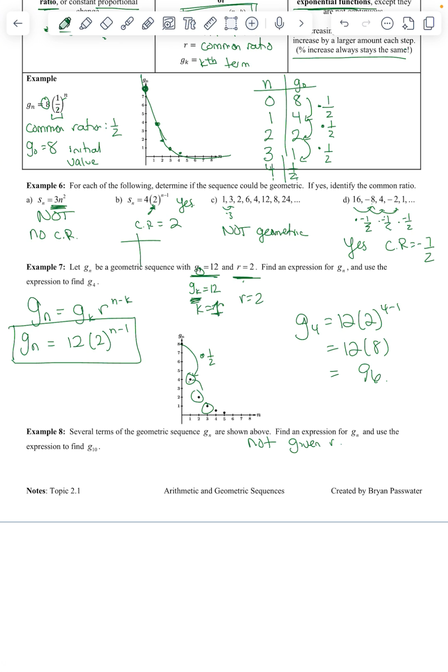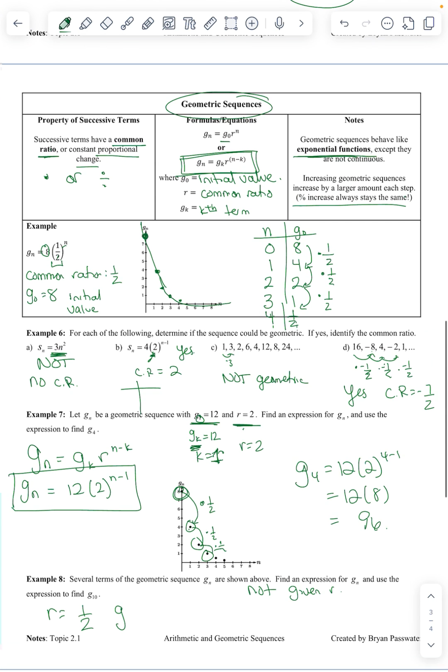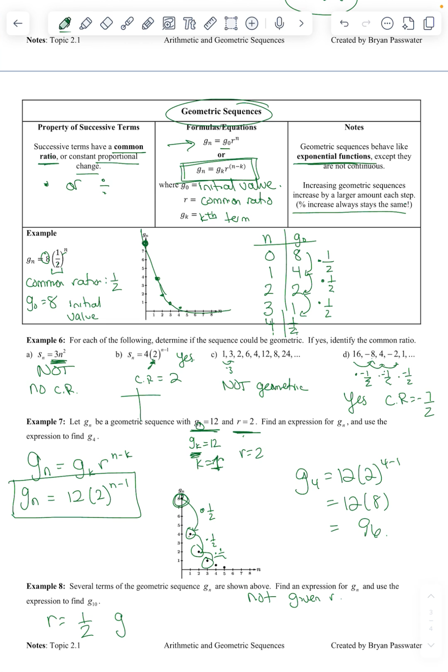Let's check if that's correct. To go from 4 to 2, we're multiplying by 1/2. To go from 2 to 1, we're multiplying by 1/2. So I see that R is 1/2. And then I can pick any of these numbers. But since I'm given the initial value, I could use the initial equation, the one that we talked about right here. Make my life a little bit easier.